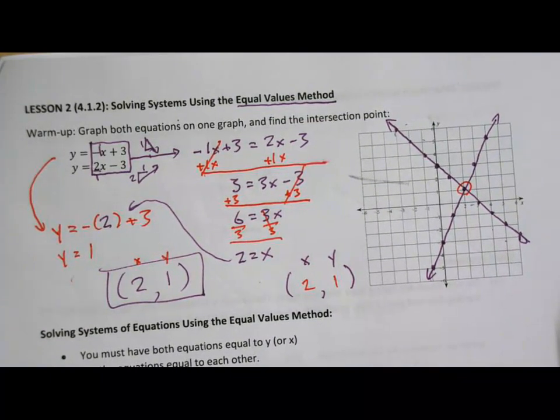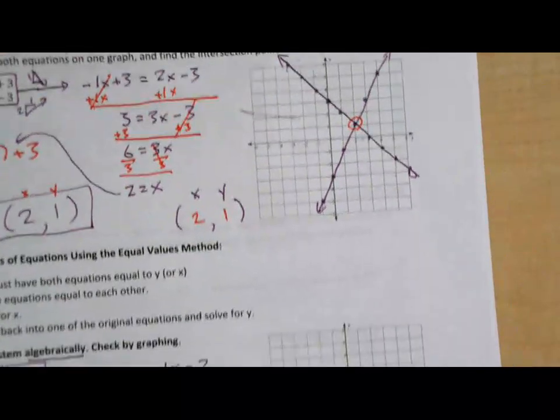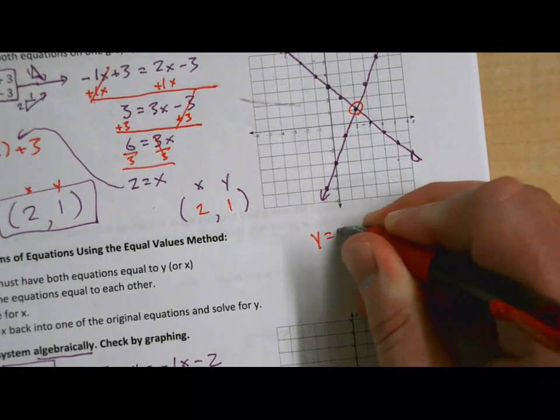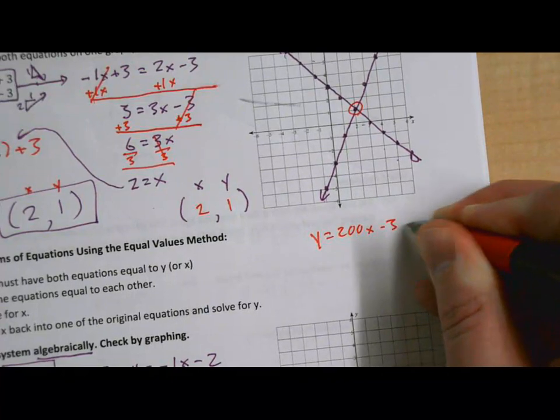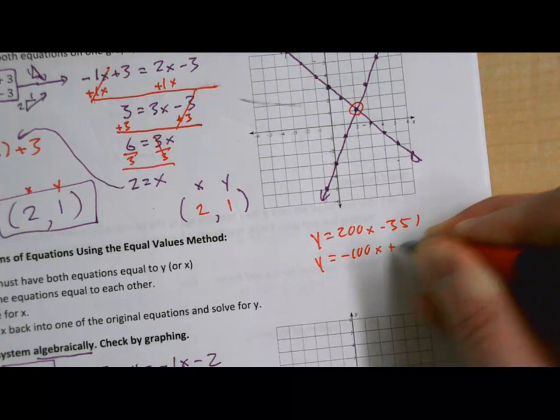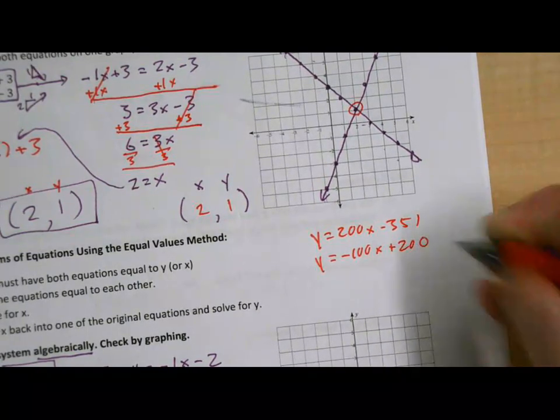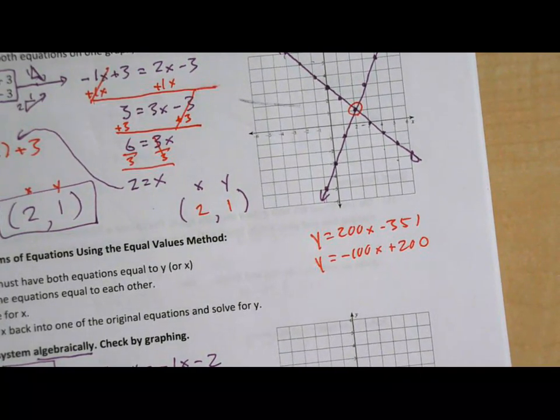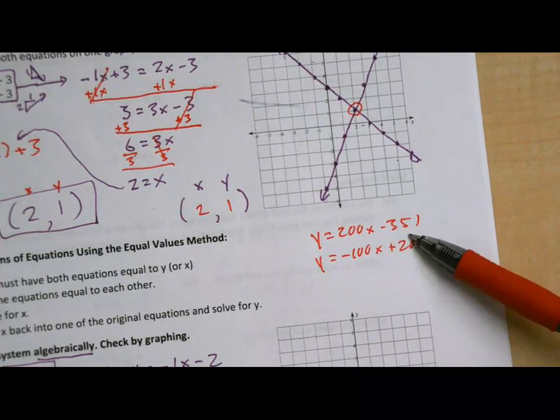Here's another one for you. Can I get you guys to look up here? I know that I appreciate that you're trying to work ahead, but I don't want you to miss this. This is important. What if I gave you a system of equations that looked like this? Y equals 200x minus 351 and y equals -100x plus 200. Would you want to solve that by graphing? I wouldn't. That'd take forever. I'd need a huge piece of paper. But we could solve it with this method without too much trouble.